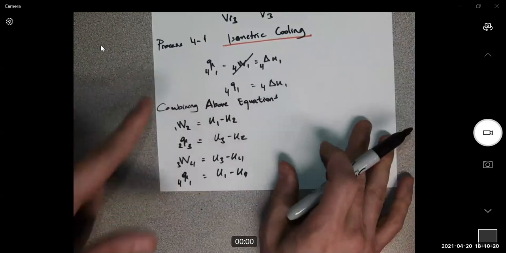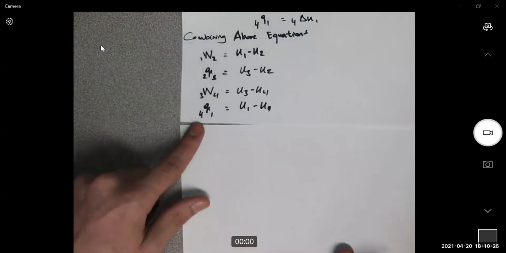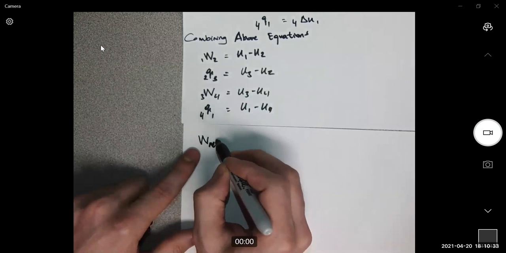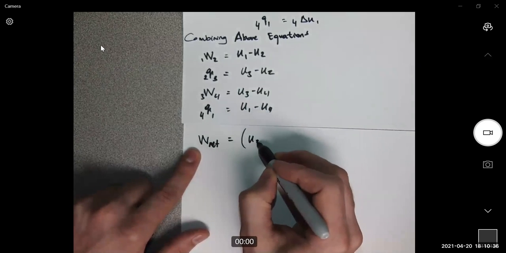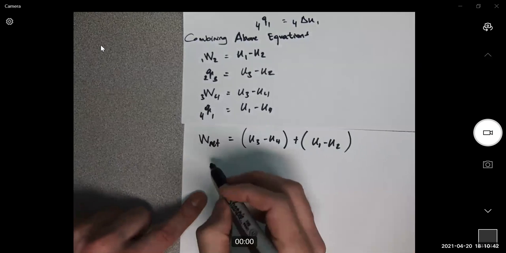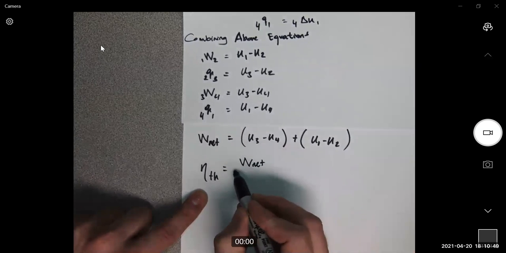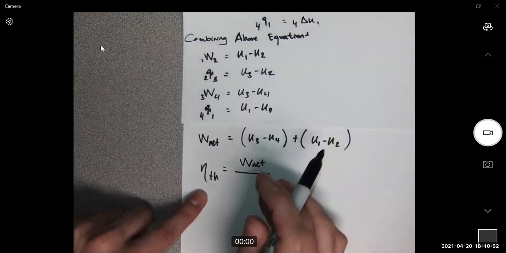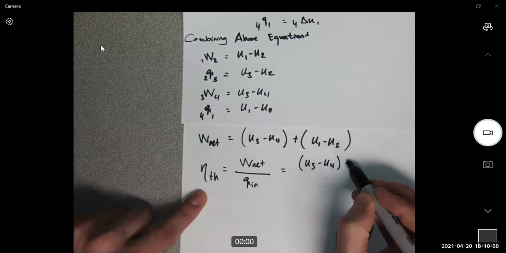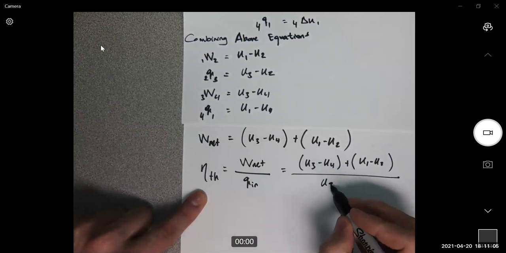Net work: I have work from state 1 to state 2 and state 3 to state 4. Therefore, net work is U3 minus U4 plus U1 minus U2. I can also find the thermal efficiency of the cycle as the ratio of net work over Qin. Net work is U3 minus U4 plus U1 minus U2, divided by Qin, which is U3 minus U2.